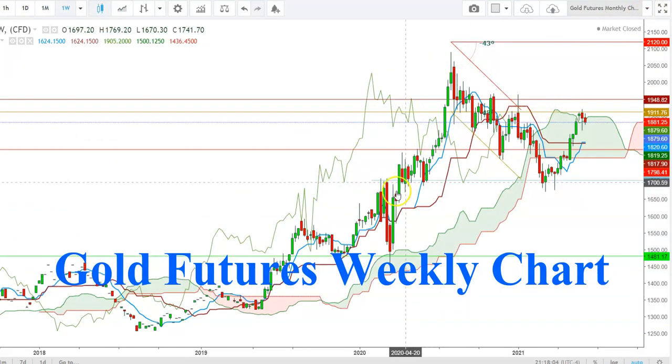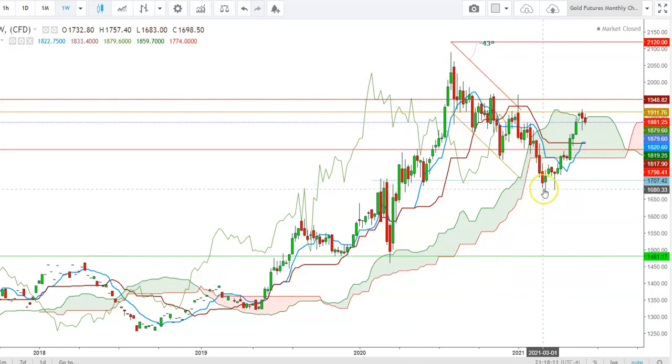So friends, here in a weekly time frame, you can see how the gold futures have shown a strong recovery after finding a strong base here at the levels of $1680, from where a sharp recovery was seen during the last week of March 2021.